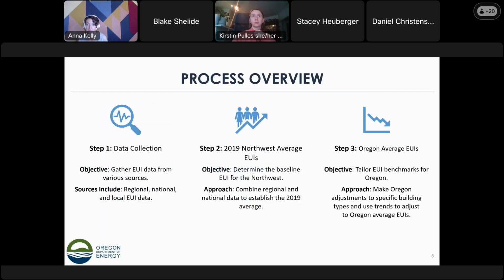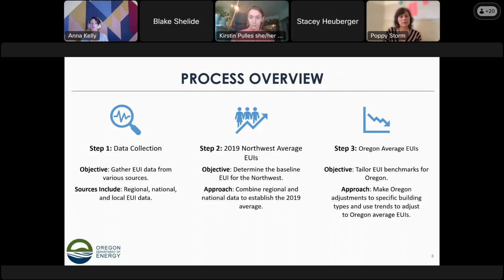Poppy, take it away. Yeah, thank you, Anna. And good afternoon, everyone. I'm Poppy Storm from 2050 Institute. And as Anna mentioned, the average EUIs are really critical for setting the energy use intensity targets for the state of Oregon. So I'm going to do a quick overview of the three-step process that we used for developing the average EUIs.